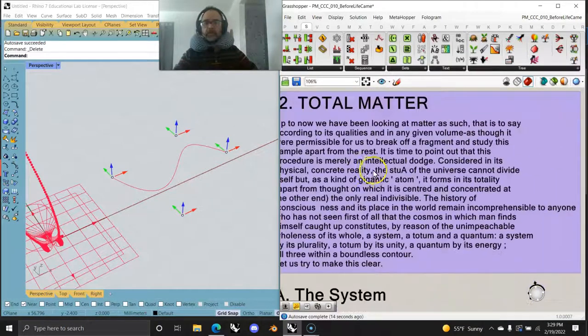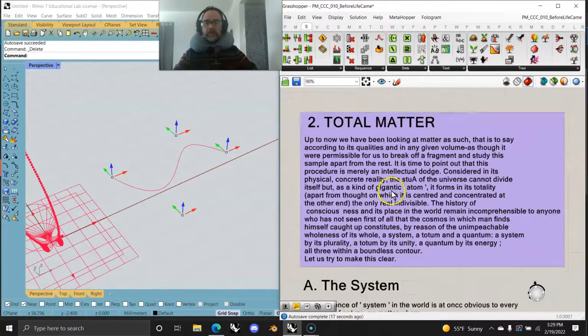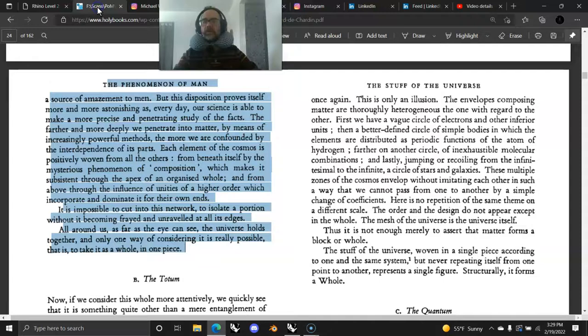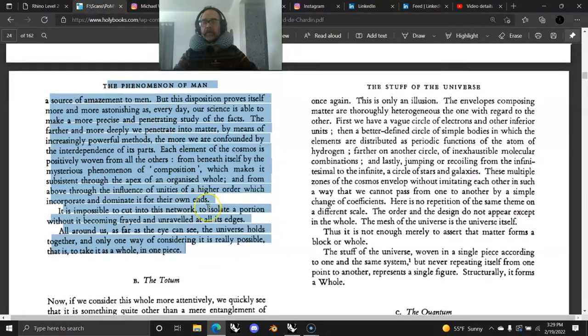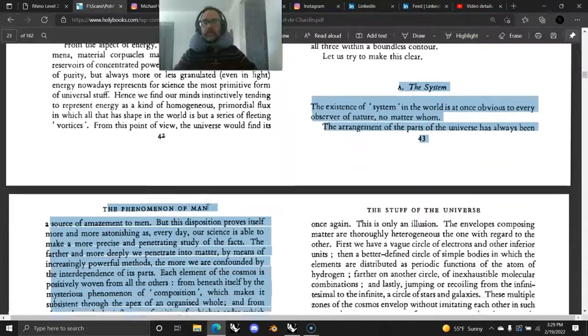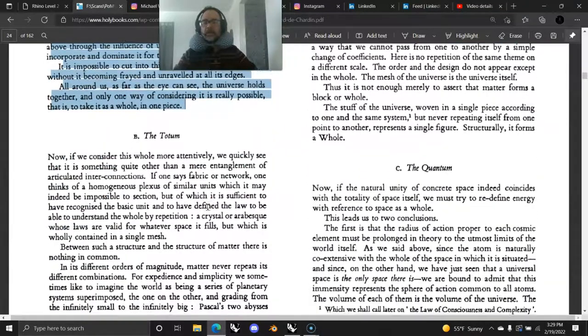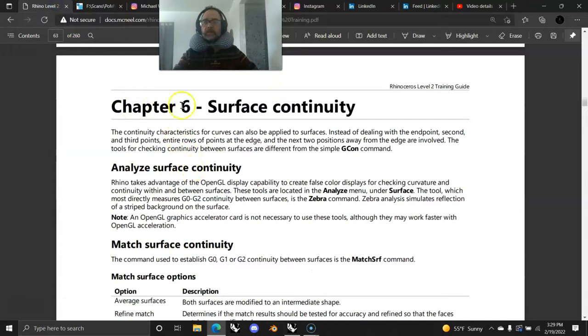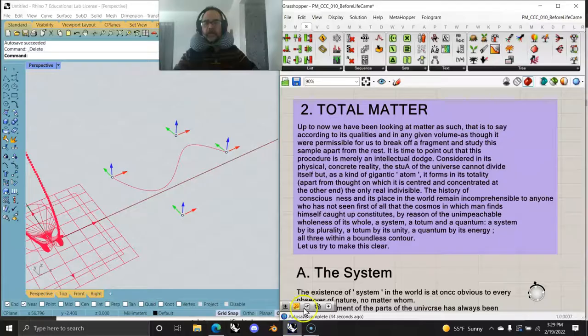We're going to go into something a little more philosophical in the end. We're going to talk about total matter and back into the phenomenon of man. As we get into this, we're going to move into total matter, and we're going to look at the system, the totem, and the quantum, which I talked about before, but I also wanted to go hard into chapter 6 of the second certification form dealing with surface continuity, which is a real extension of the curve continuity that we've done. So I hope you find this very exciting.